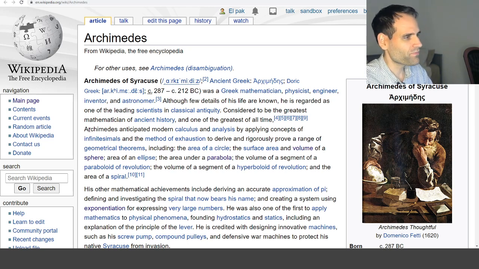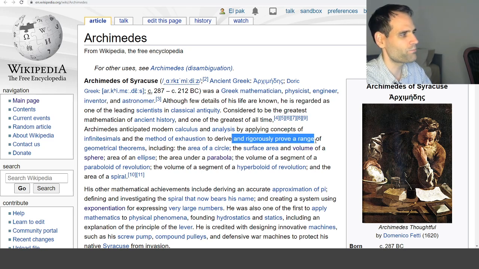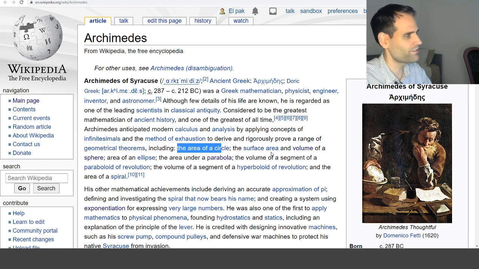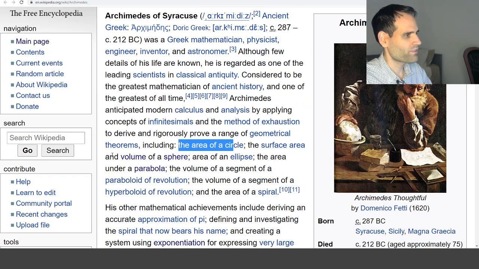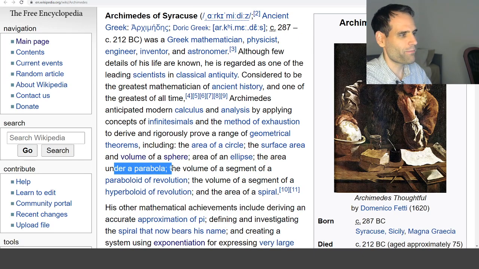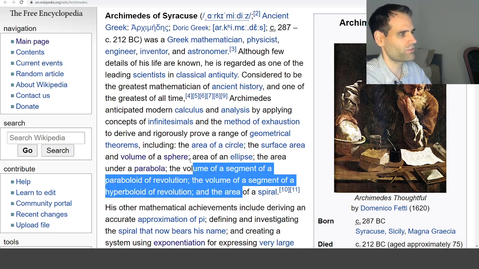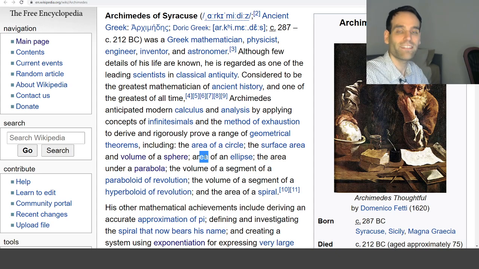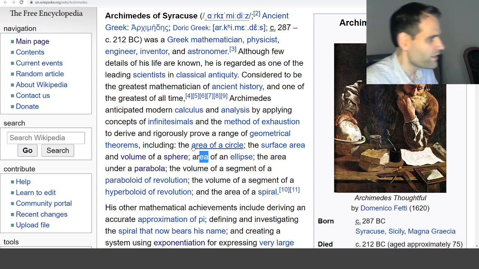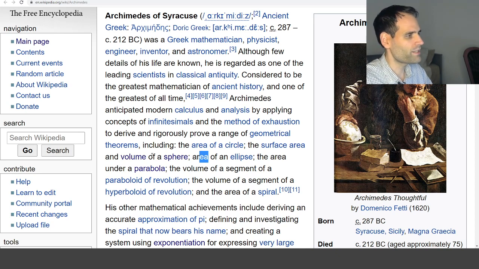So it says here that Archimedes anticipated modern calculus by applying concepts of infinitesimals and the method of exhaustion to derive and rigorously prove a range of geometrical theorems, including the area of a circle, the surface area and volume of a sphere, the area of an ellipse, the area under a parabola, the volume of a segment of a paraboloid of revolution, and so on and so forth. So lots of areas and volumes. He was the first one to derive them. So now you know how to calculate the volume of a sphere.